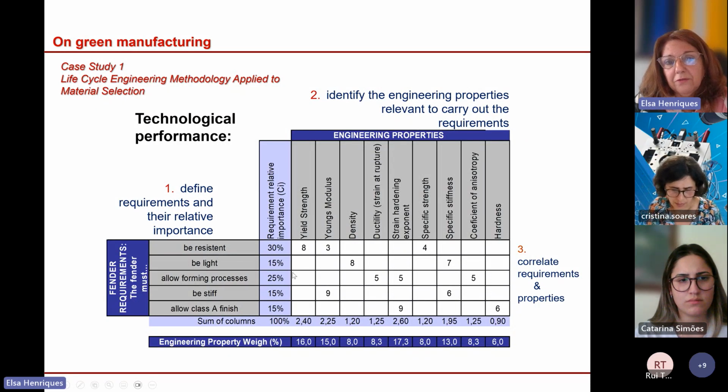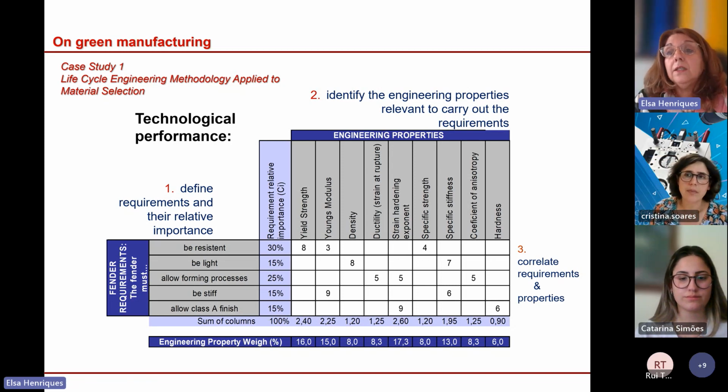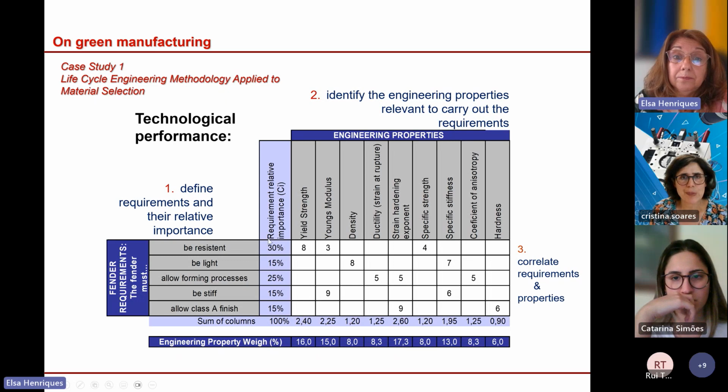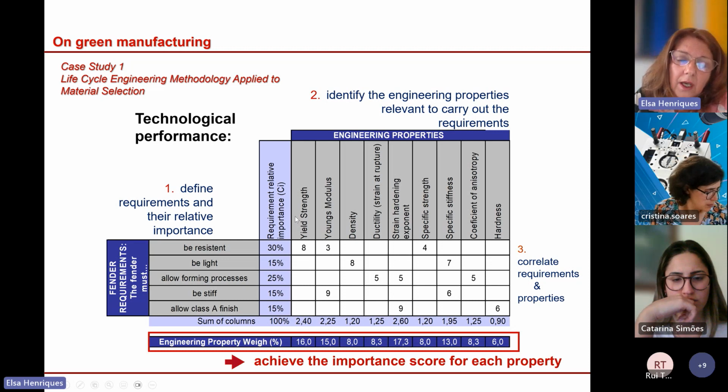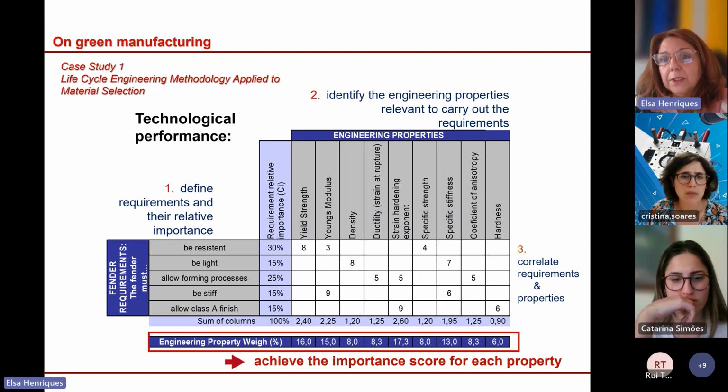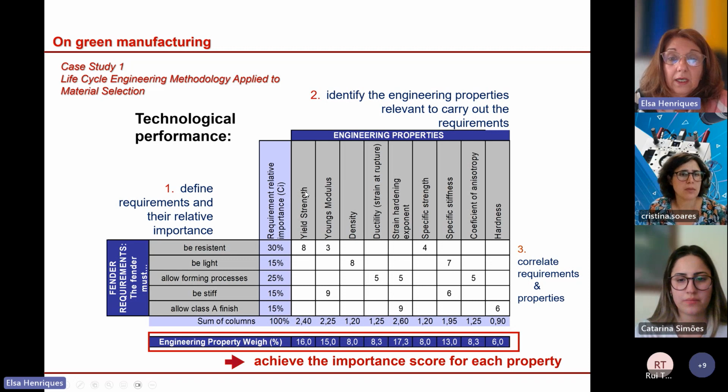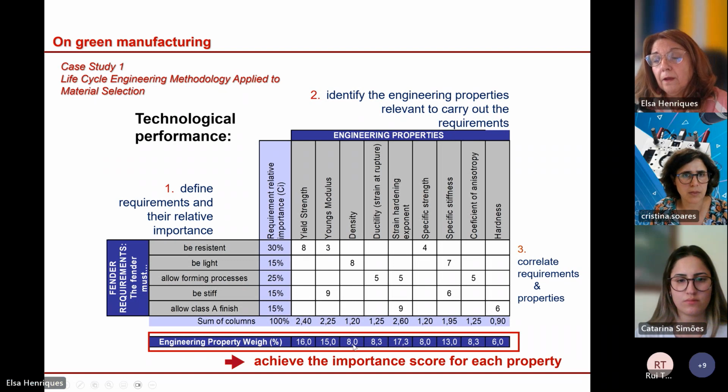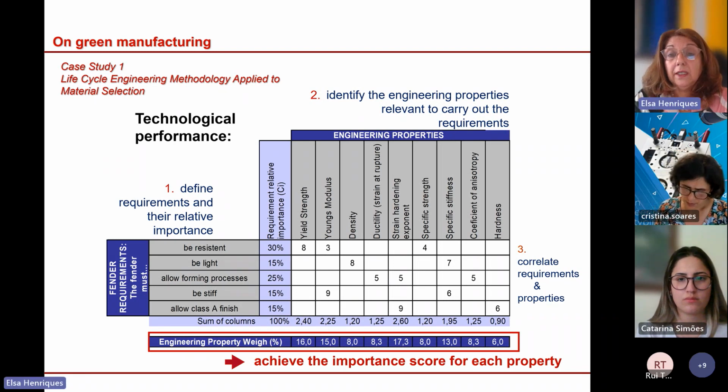Here I have 15 points, empirically based on knowledge and experience, distributed among the different engineering properties. Based on that and some simple calculations, we can achieve the importance score for each property. In that case, I can understand that, for example, the yield strength is much more important than the density of the material. So I have a set of engineering properties that have their importance, and of course, their importance is not the same among them.